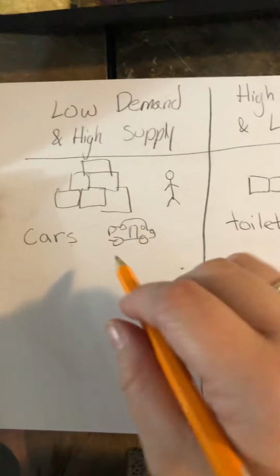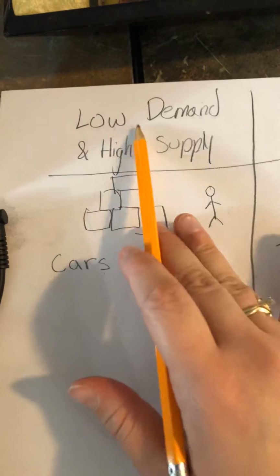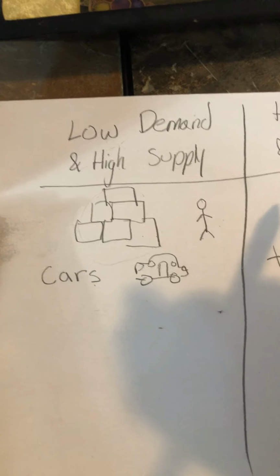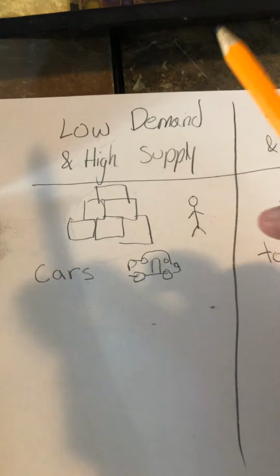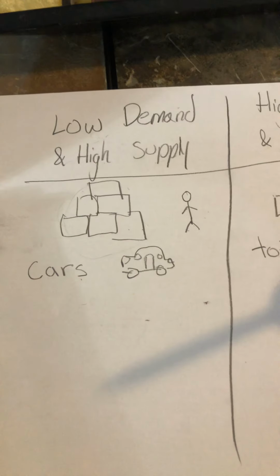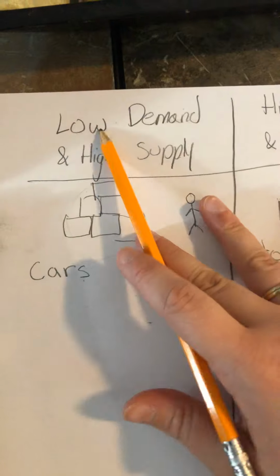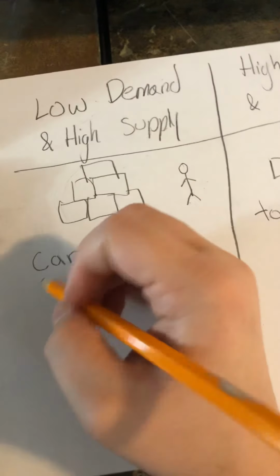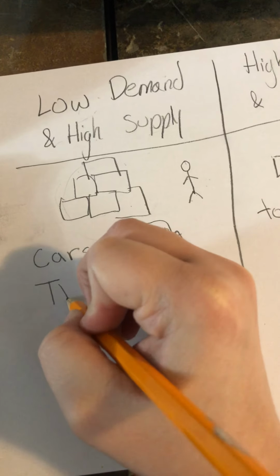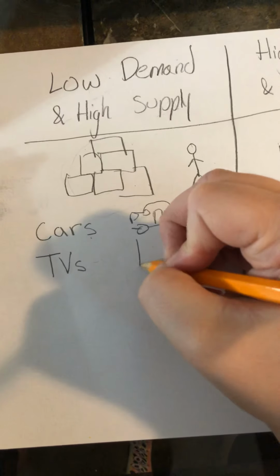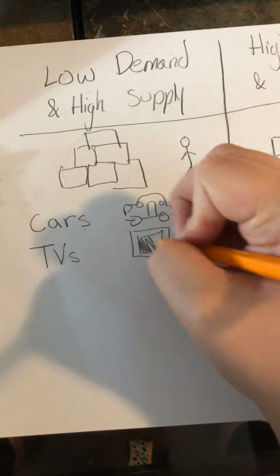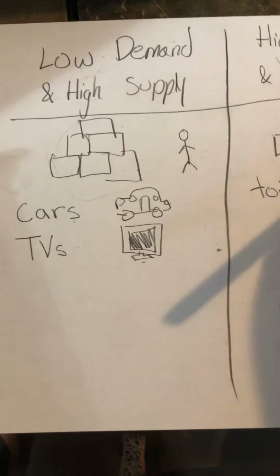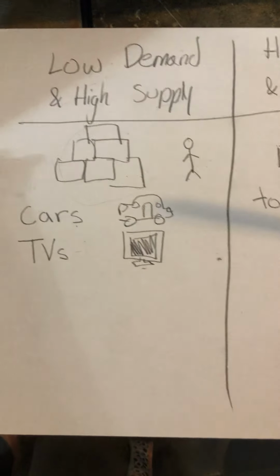Let's come up with another one for low demand. What is something we know there's a whole lot of still in the store? Good ideas. There's so many things. I think one thing in low demand might be a TV. TVs. I'll draw a little TV here. Because not a whole lot of people can afford TVs right now. So there's still a lot of TVs on the shelves.